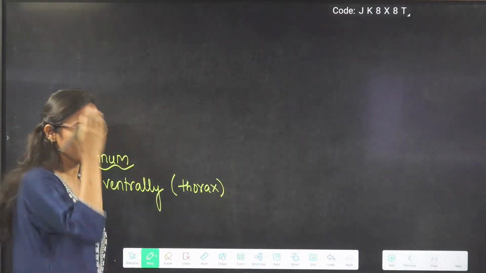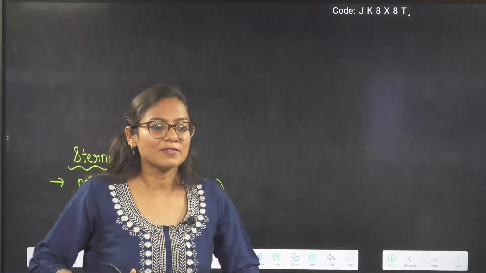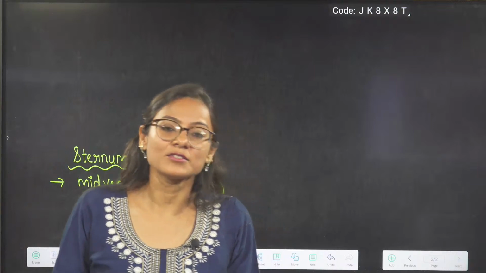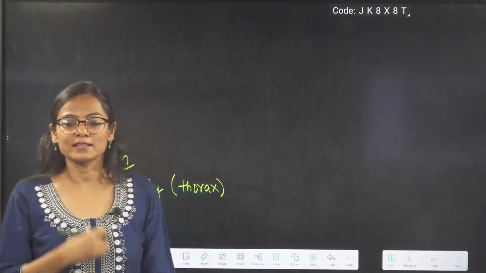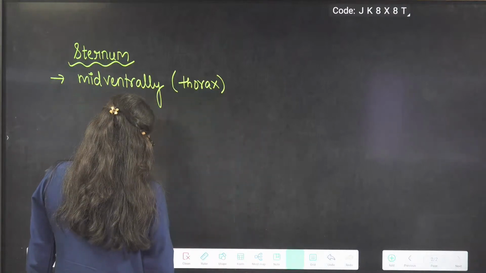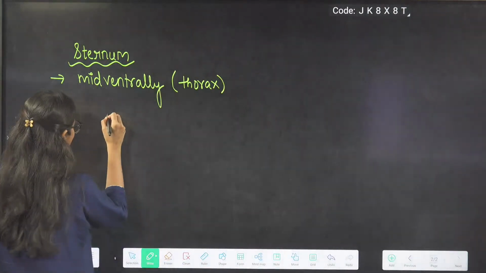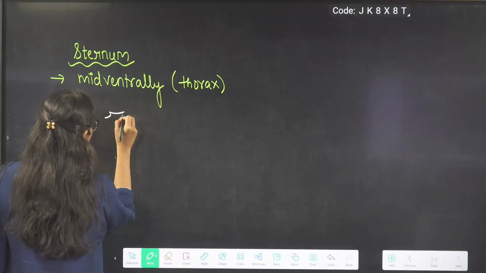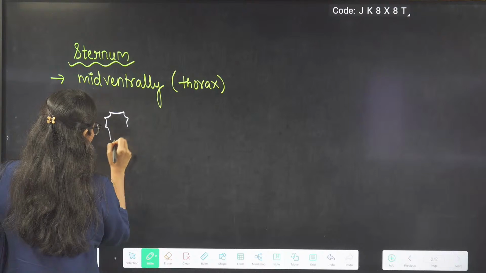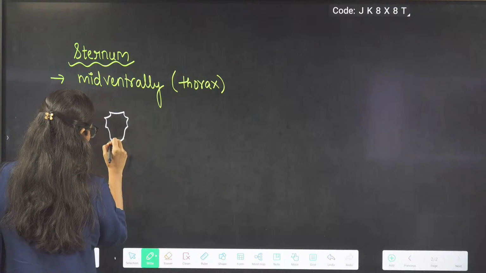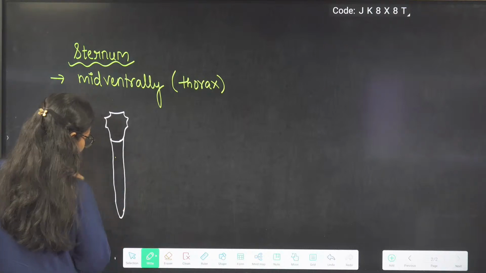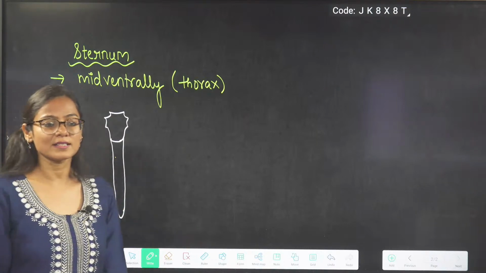Mid ventrally in the thorax region. So I hope you all know that this is the head region. Then the place where we have lungs and everything, that is the thoracic region. And then we have the abdominal region. So this bone, sternum, is present in the thoracic region. Now, how does it look? Let me make the structure of that bone. So it has got a very simple structure. Like I told, it is like how the males will wear the tie. So it is like that tie, like this. Now this is the sternum.